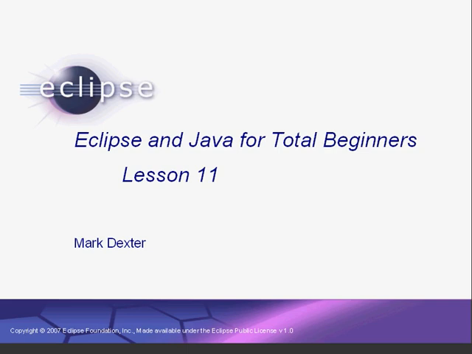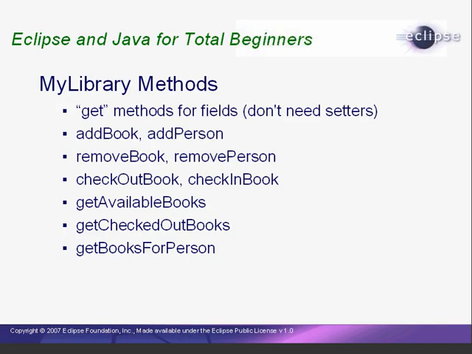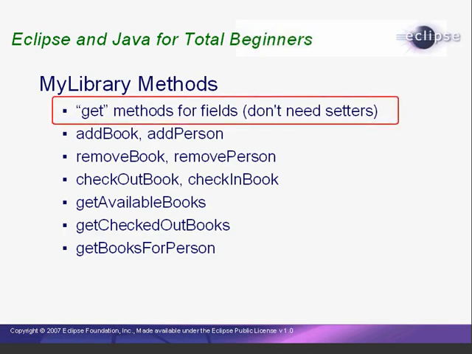In this lesson, we're going to add some more methods to our My Library class, again using the test first approach. First, let's consider what methods we need in our class. We'll want get methods for the three fields in the class. We really don't need set methods since the name will be set when we create the object, and the lists will be a lot easier to manage one item at a time, and you'll see more as we go along.